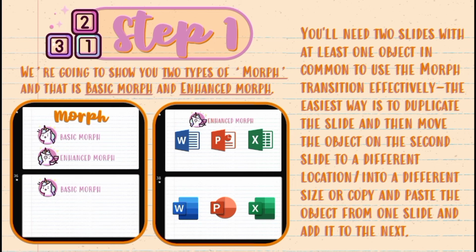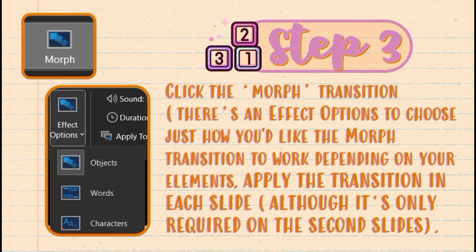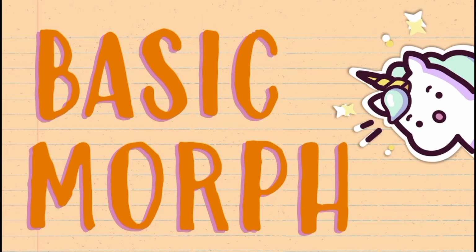Then, go to Transitions tab, find the Morph transition. It's very quick to find since it is the second transition visible. Step number 3, click the Morph transition. There's an effect options to show just how you would like the Morph transition to work depending on your elements. Apply the transition in each slide, although it's only required in the second slides. And this is the basic Morph.